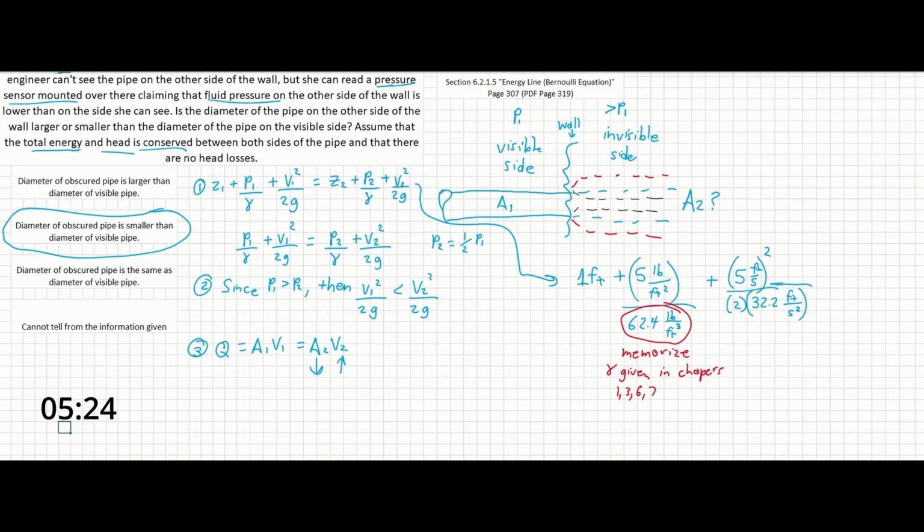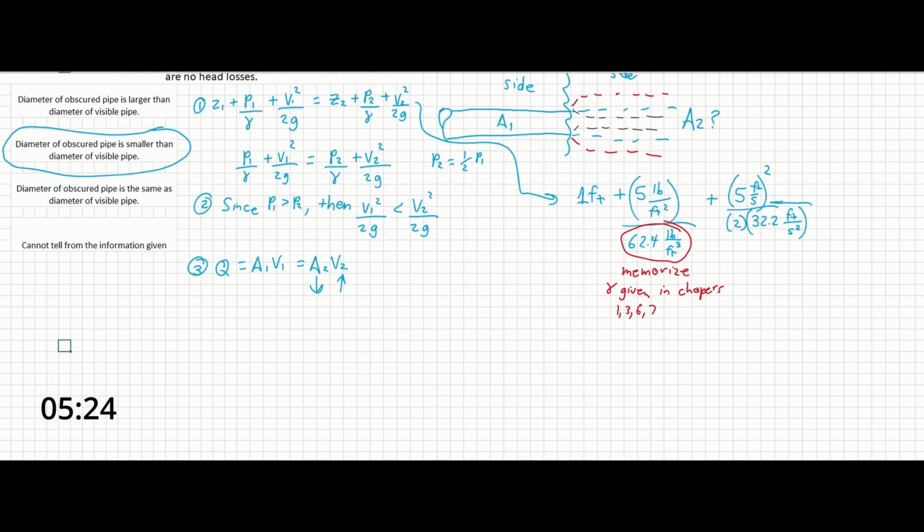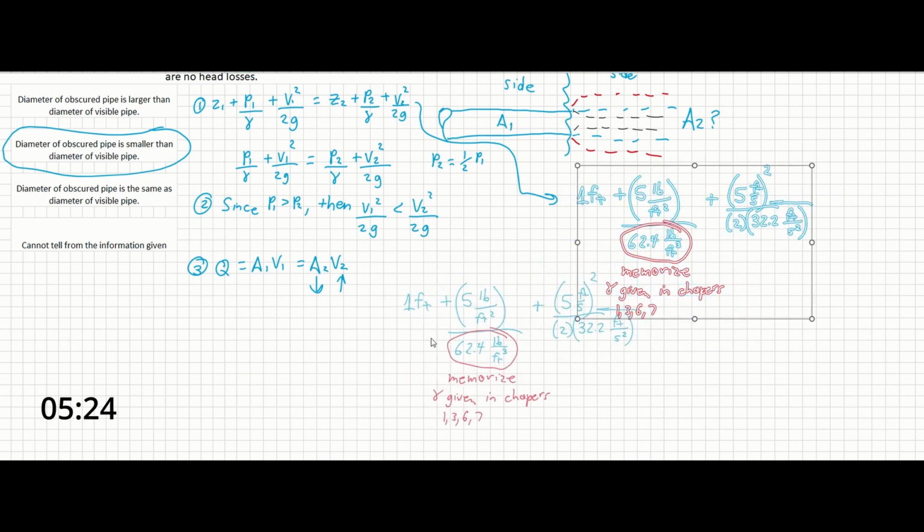And let's move this down and make this a little easier to see. Sorry that we're moving stuff around.